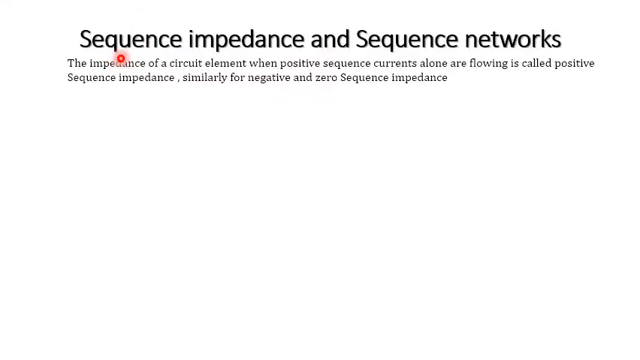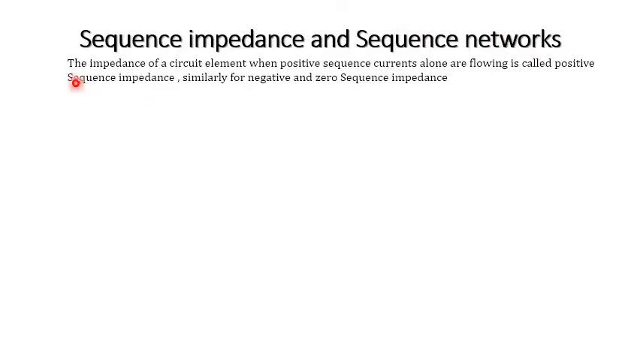Let us understand the next concept, sequence impedance and sequence network. Till now we have discussed the symmetrical components of the voltages and currents. These are encountered depending upon the type of the power system equipment, that is generator, transformer, transmission line and other devices. Before entering into these specific cases, let us define the sequence impedance.